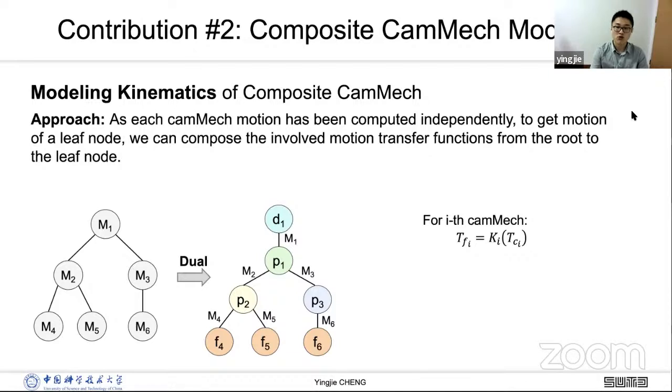Since each CamMech motion has been computed independently, to get the motion of a leaf node, we can compose the involved motion transfer functions from the root to the leaf node. Here is an example that shows how to compute F4's motion from the single motor D1.